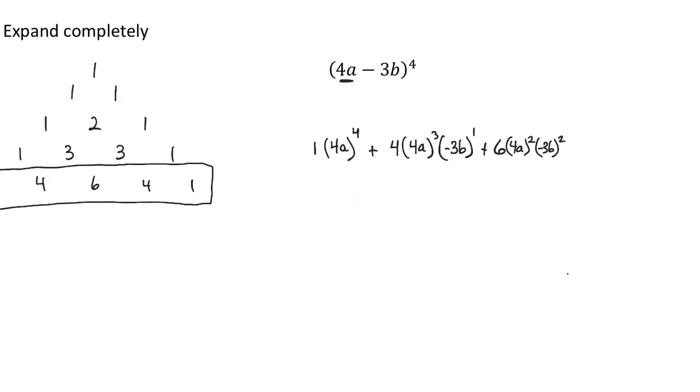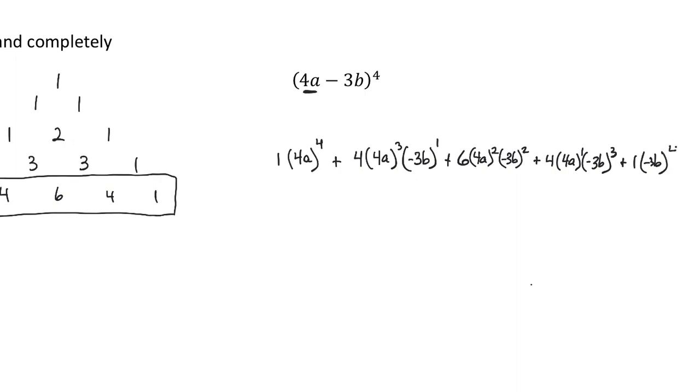Then we have the next coefficient is 4. And then our first term, 4a, this time is raised to the first power, and our second term, negative 3b, is raised to the third power. And finally, we have a coefficient of 1. And then our last term, negative 3b, is raised to the fourth power. Okay, we simplify.